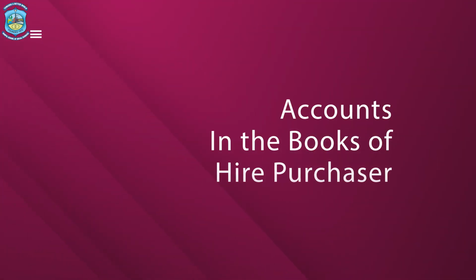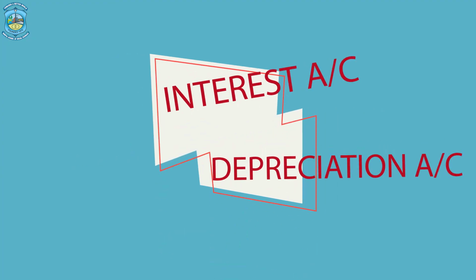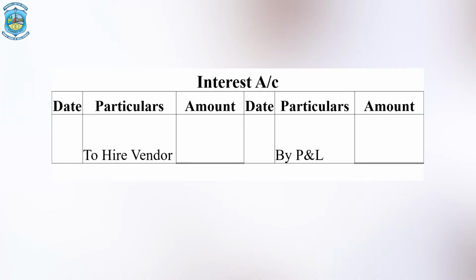So let us move further and understand what are the other accounts to be maintained in the books of the hire purchaser. Now, as I told earlier, two more accounts are to be prepared. One, interest account, another depreciation account, and both are expense accounts. Therefore, let us understand the interest account first of all. Well, every time the installment became due, we were debiting the interest account with the name of hire vendor, that is interest account debited to hire vendor, right? So every time the installment becomes due, the interest account would be debited.